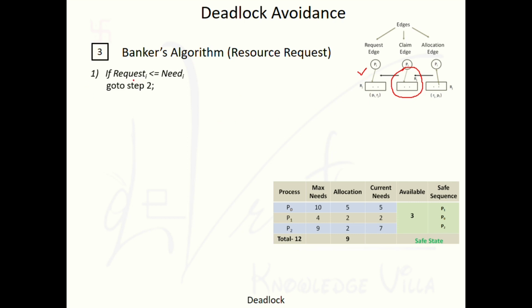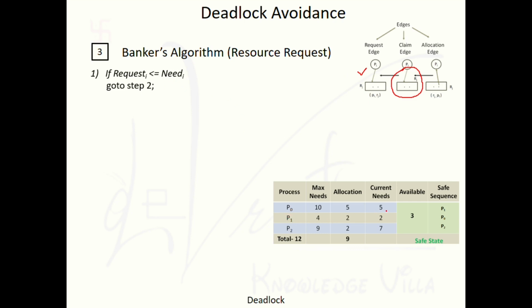That is the fundamental: request less than or equal to need. It means a process can request a number of resources less than or equal to its need. A process cannot request more than the number as per its need.